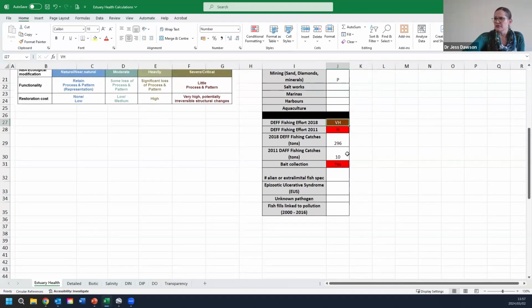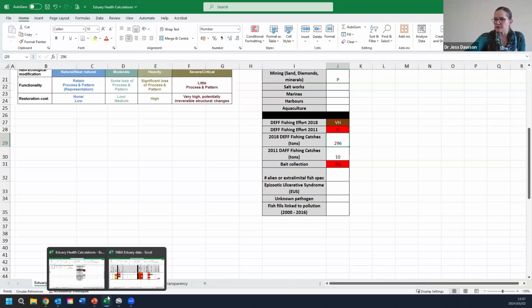Interestingly though, take a look at that. In 2011, the assessment of the number of tons of fish caught is 10 tons. In 2018, it's 296 tons of fish. So a lot more fish that people are catching in the system at the moment. So there's why our fishing pressure has gone up so much. And then bait collection. People are collecting both critters in the sediment as well as some of the fish species for bait. So these are the pressures acting on the system.